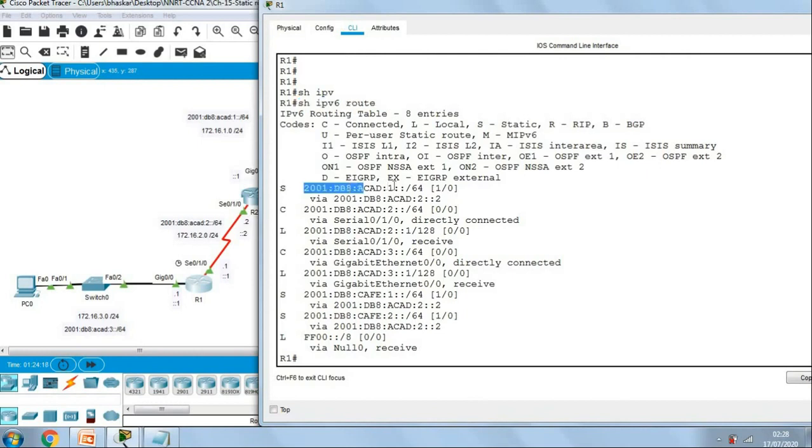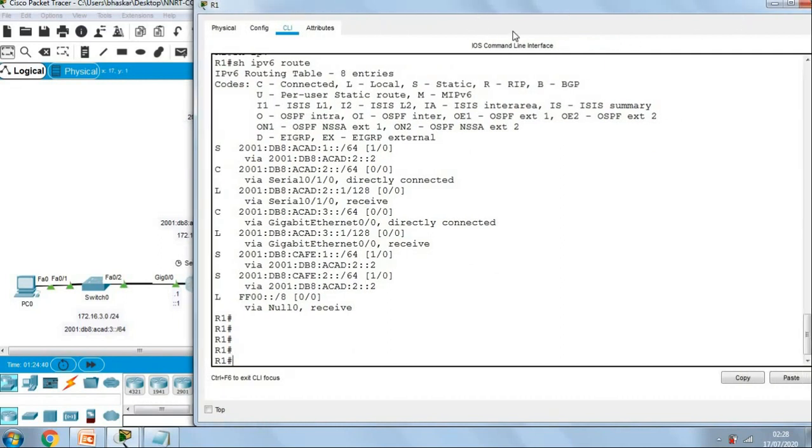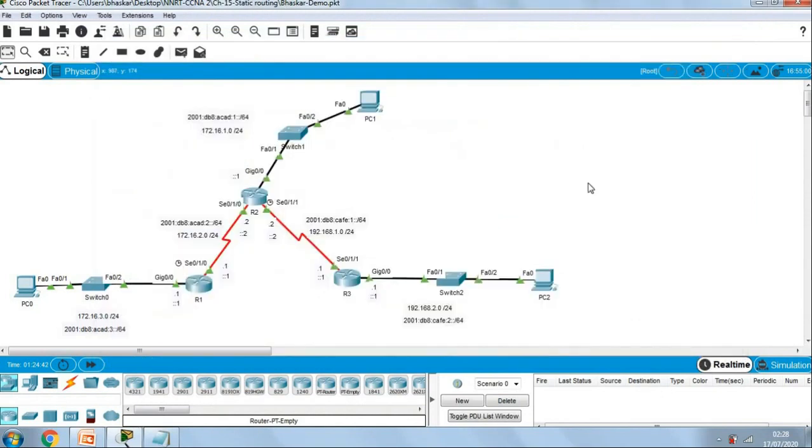So this is the static route you write for this network. See here, ACAD1 network, what is the gateway? ACAD2:2, right? Similarly, you write for CAFE network as well as CAFE2 network also. Like that, you will verify all the static routes, interfaces, everything. Now I did for R1.